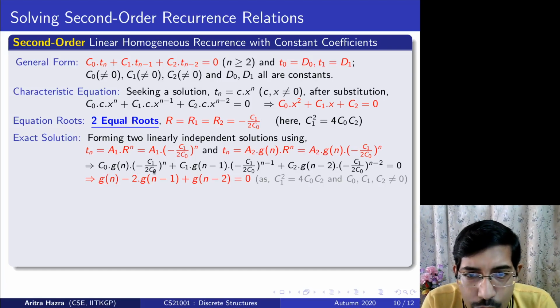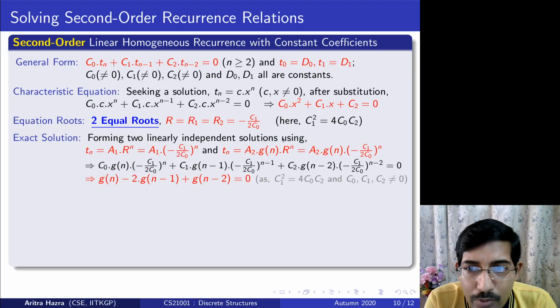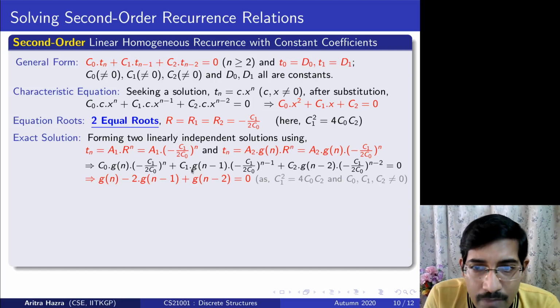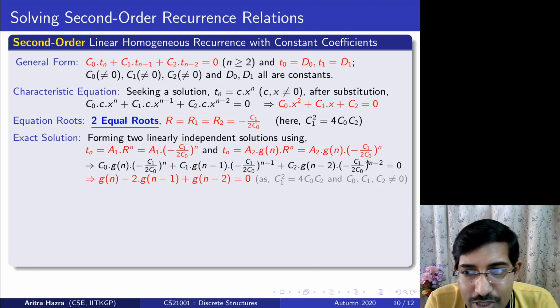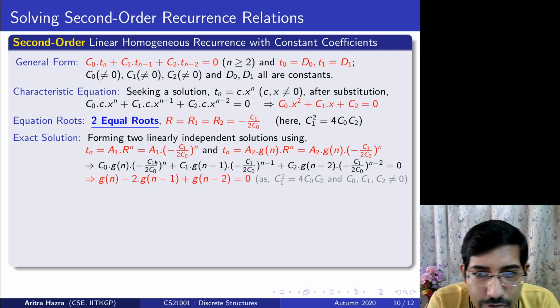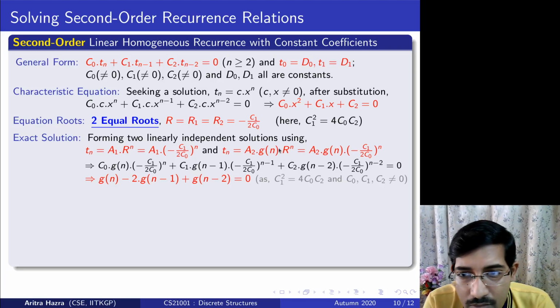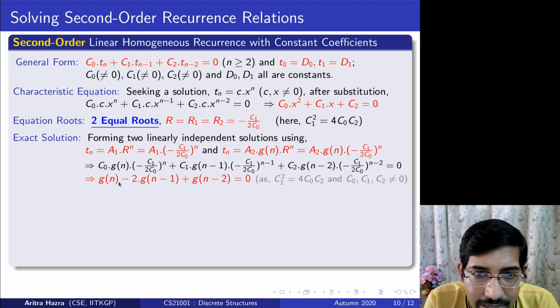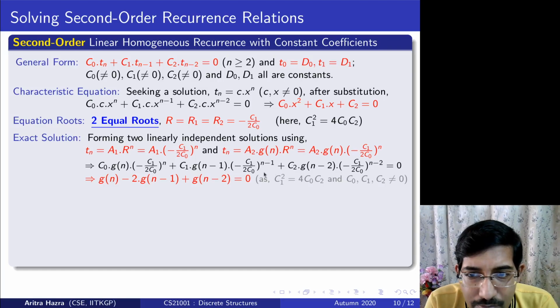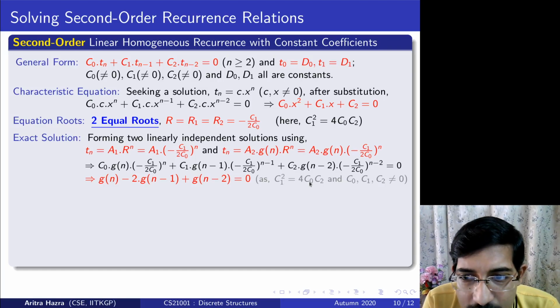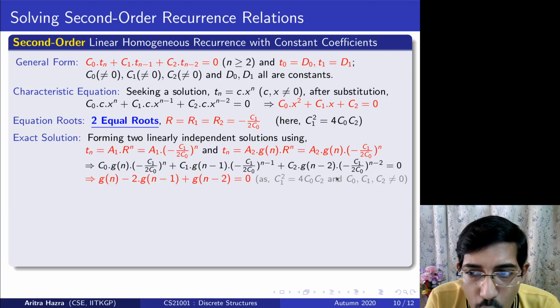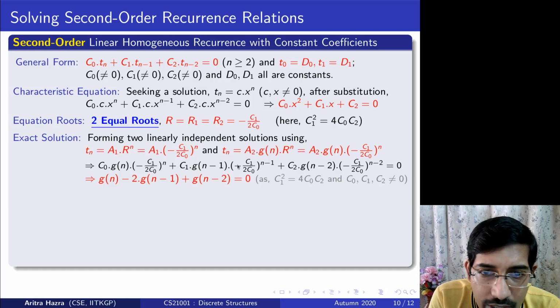So when I put this in my original equation, I get C0 Gn into this root to the power n, C1 into Gn minus 1 into this to the power n minus 1, C2 into Gn minus 2 into this to the power n minus 2, equal to 0. This is from my original equation, putting this as an answer. So I get Gn minus this as simplified, because you can always exchange C1 squared with 4 C0 C2, and you know that C0, C1 and C2 are all not equal to 0. So you can cancel out what is common.